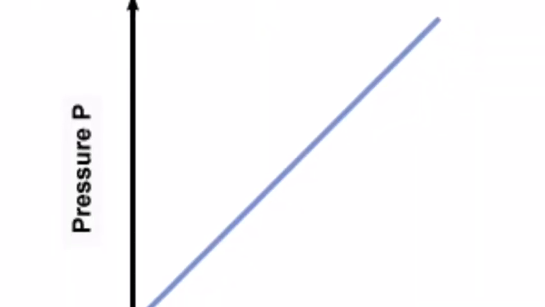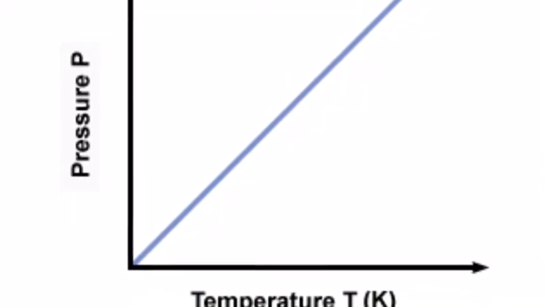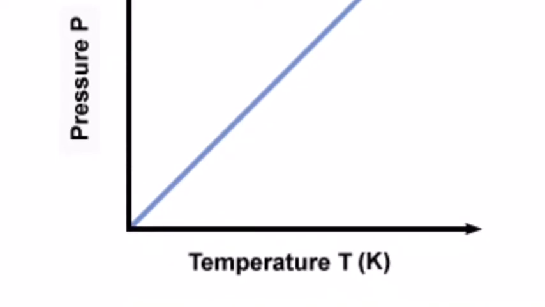We can see with this graph, as the temperature increases, so does the pressure. Therefore, they are directly proportional. If one increases, the other also increases. If one decreases, the other also decreases proportionally.